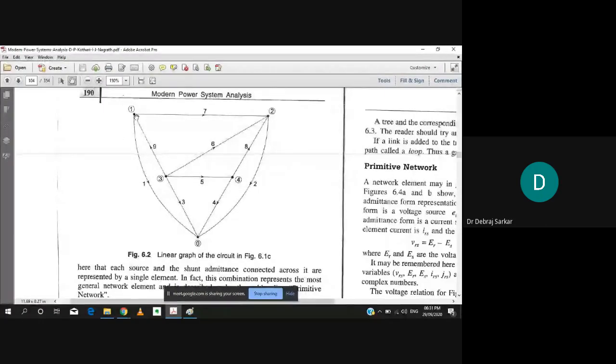Now this branch or link may be made up of different elements, like branch 1 can be made up of resistance, inductance, resistance in parallel with inductance. Then we have a current source or something like that. So this gives you the structure of how these things are connected. Now this is a graph. This graph has two parts in it. One is called the tree and the other is called the co-tree.